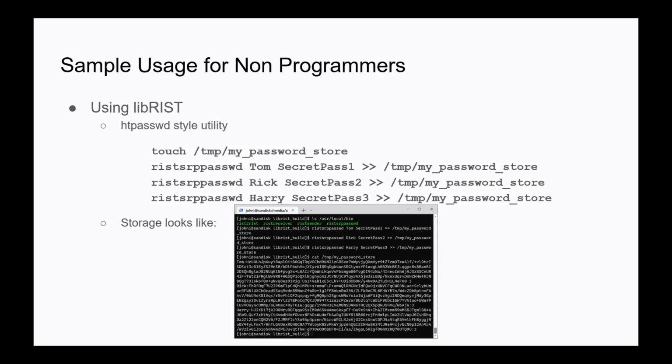So the example here creates a blank file, then fills it with 3 hashes for the users Tom, Rick, and Harry. And if you look down on the bottom, you will see the actual hashes that it's creating for the users. We don't store the password. These are one-way hashes of those passphrases.